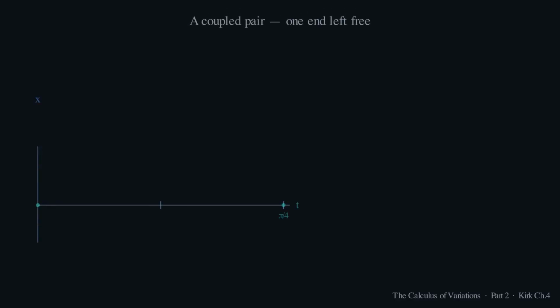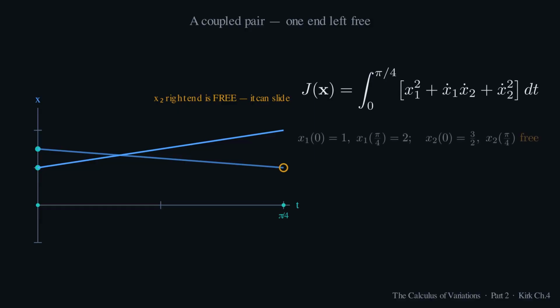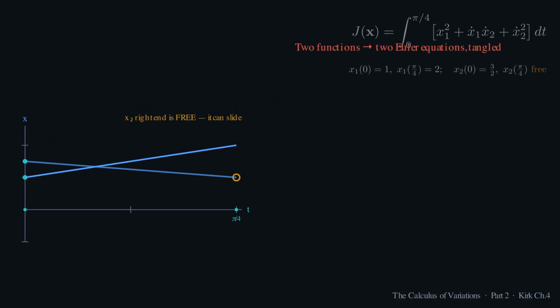Let's solve a coupled pair so it's concrete. Minimize the integral from 0 to pi over 4 of x1 squared plus x1 dot times x2 dot plus x2 dot squared. And here's a twist. x1 is pinned at both ends, but x2 is pinned only at the start. Its final value is free. Write the two Euler equations. They come out tangled together.